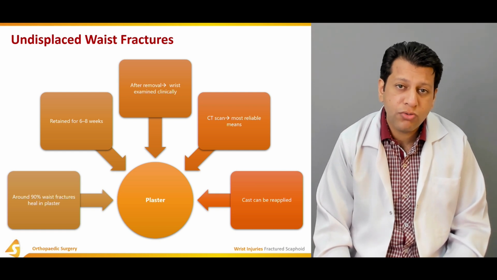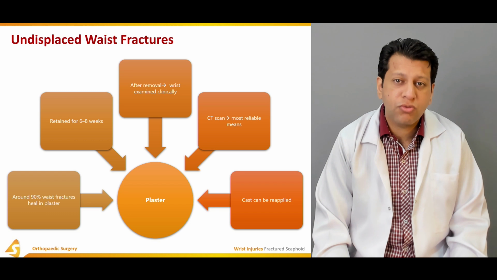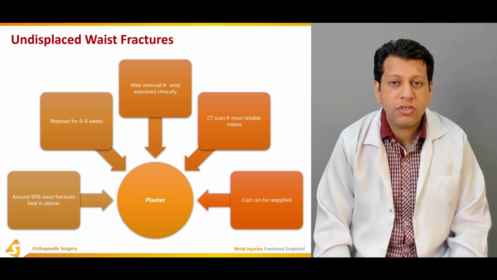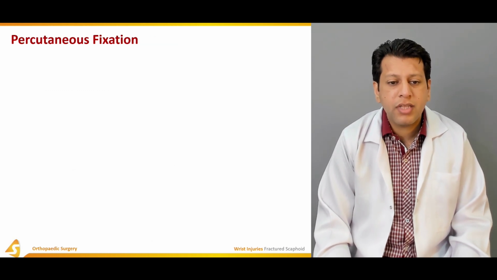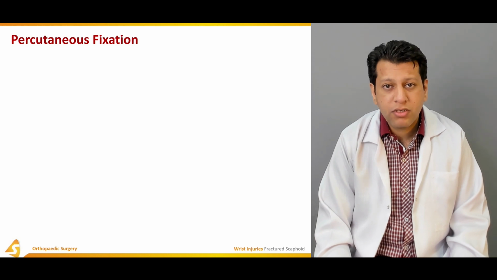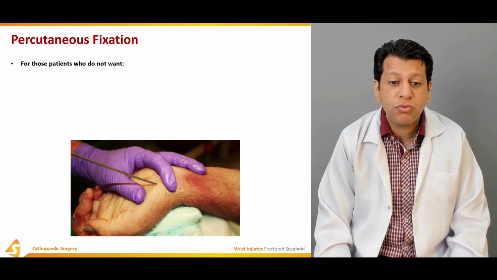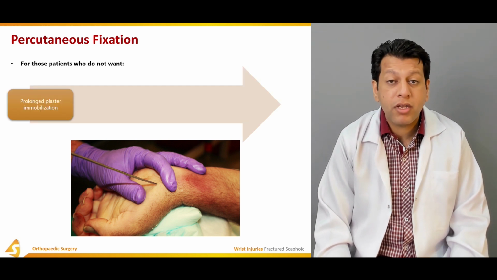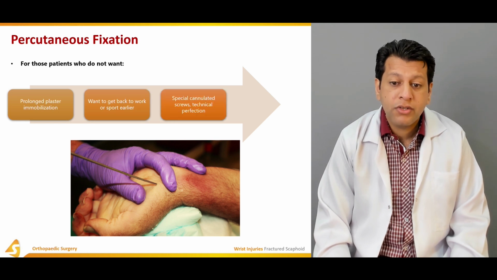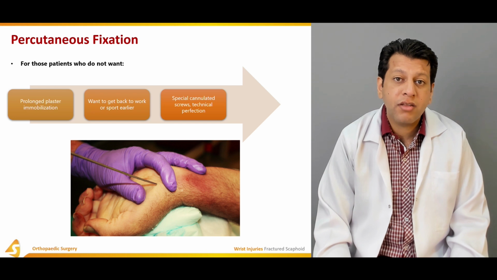But if there is a non-union, then probably we can go for screw fixation or internal fixation of the scaphoid fracture. That could be in the form of percutaneous fixation, which is most commonly done for acute injuries. For those patients who do not want a prolonged plaster immobilization or want to get back to work earlier, special cantilevered screw or technical fixation is required.